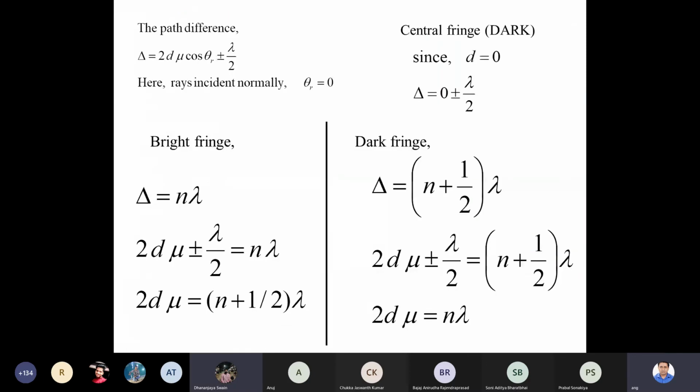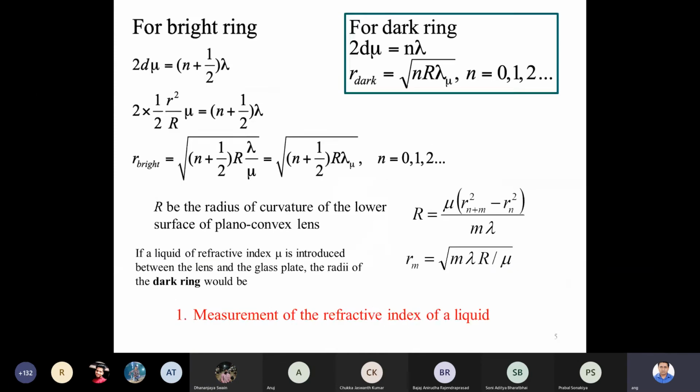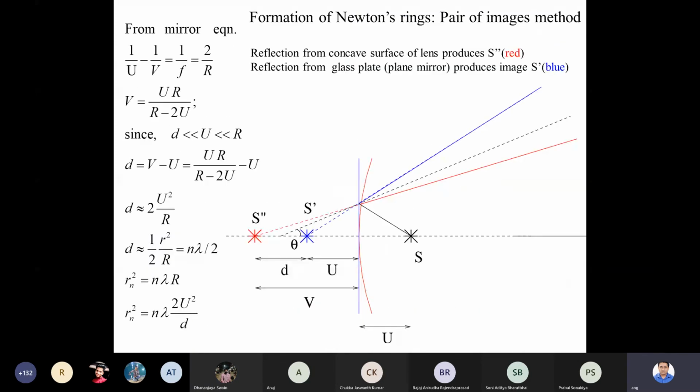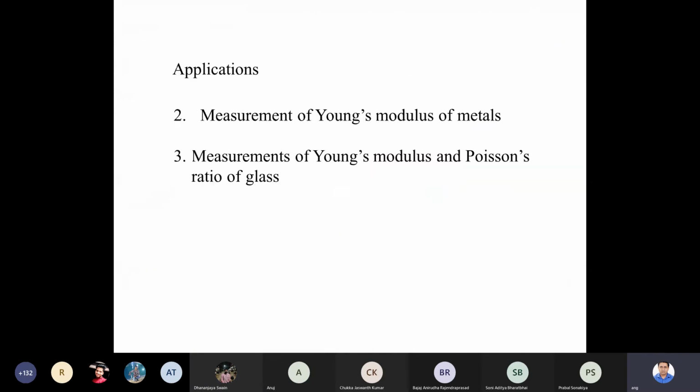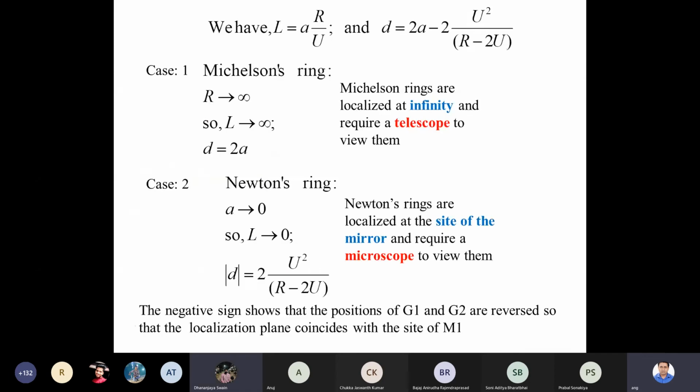Will there be any difference in fringe pattern in Newton and Michelson? Definitely. What you have read in the Michelson interferometer, we will see these kinds of changes.